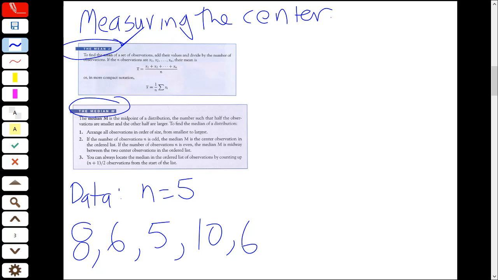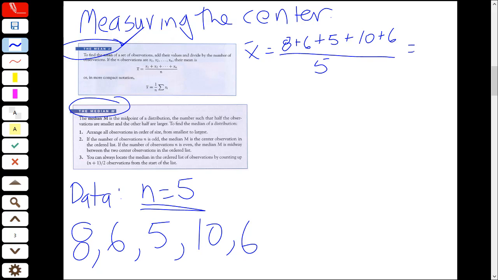For the mean, this is a pretty easy calculation. All you do is add up the 5 numbers and then divide by the total. So let's go ahead and do this. So x bar is equal to 8 plus 6 plus 5 plus 10 plus 6 divided by 5, which is 7. He averaged 7 rebounds a game. We can do that for a sample size of 5 or for the whole season, and we'll do that later.